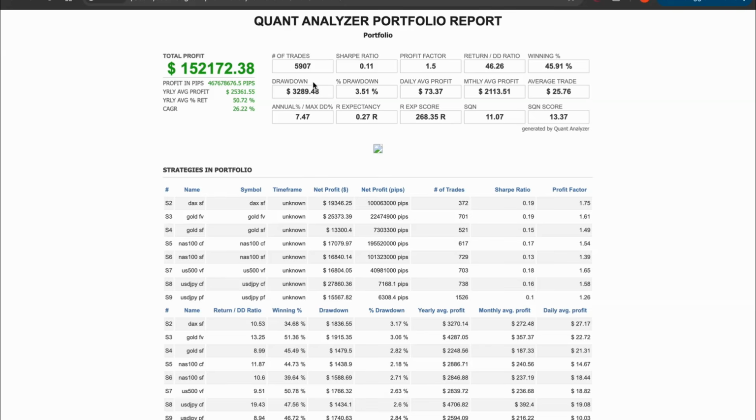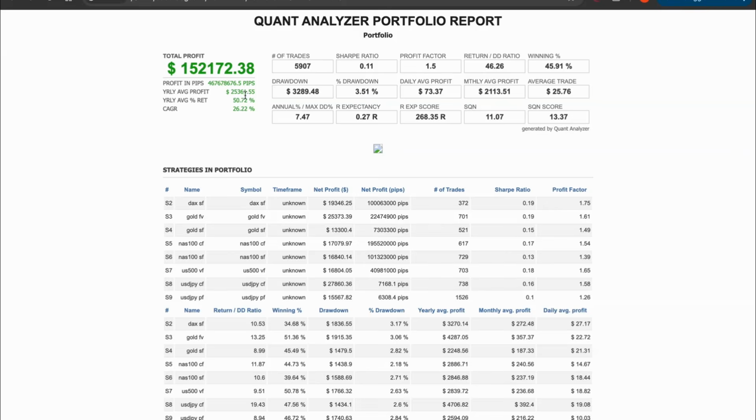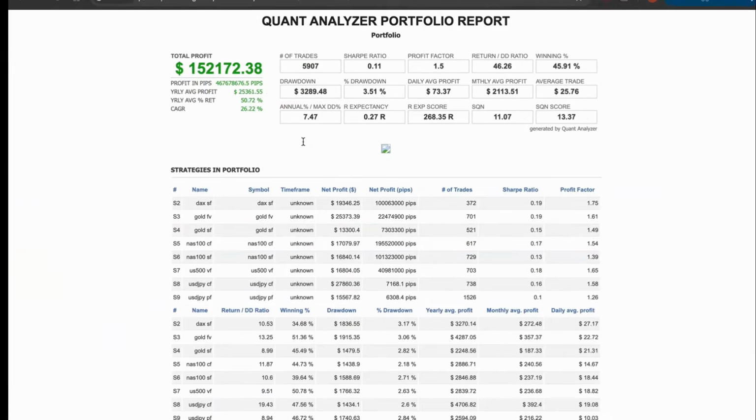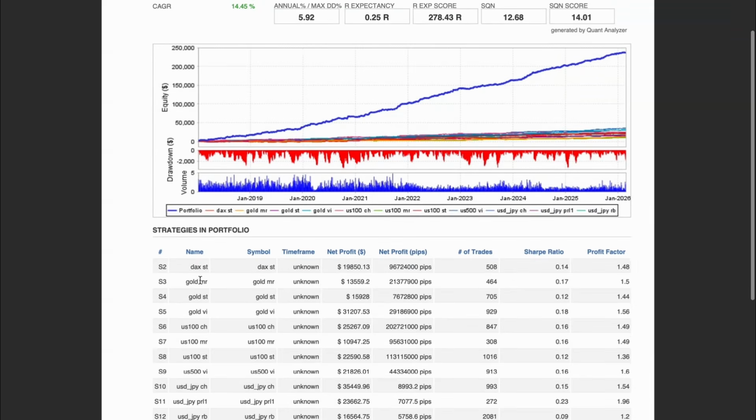But the thing is, the return on drawdown ratio went up from 46 to 72.6. The total profit increased by around 80,000 USD just by adding those three strategies, because all of them were mean reversion, and those are still the same logics. The ones I added are this one, gold MR, and then US 100 MR, and then this one. MR means mean reversion, okay?